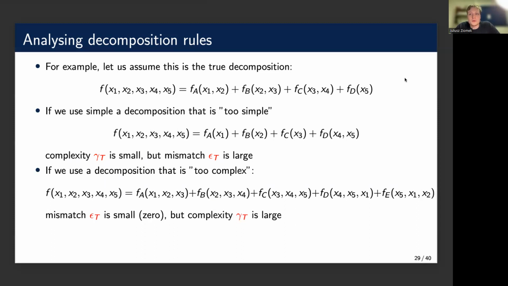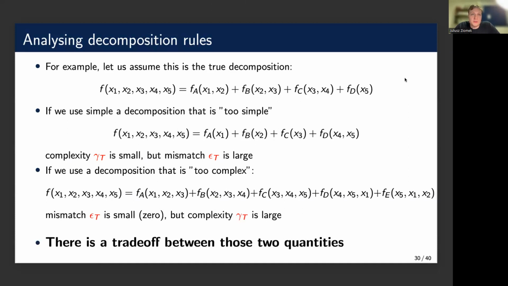On the other hand, if we use a decomposition that is too complex, and we can see that here we definitely have too many additive components, and each of the components has too many arguments, much more than we actually need to model the function, then the mismatch is small. In this case, actually zero, because the true function is a special case of this complex function that we are proposing. But the complexity is large because we have many subfunctions and each of them operates on a large number of dimensions. As such, there is a trade-off between gamma_t and epsilon_t, and we want to find some balance between them.